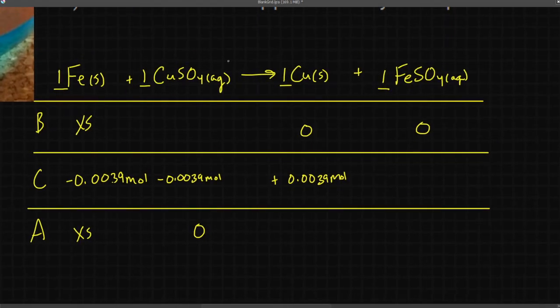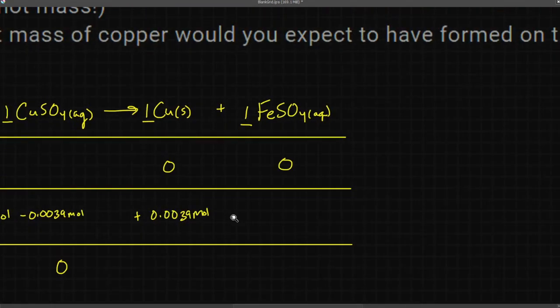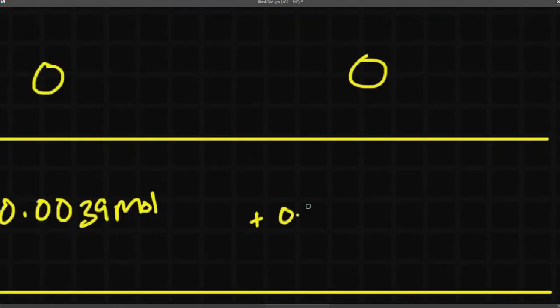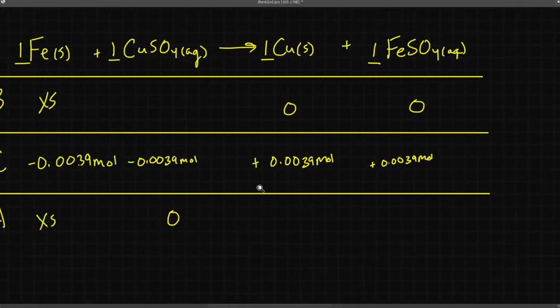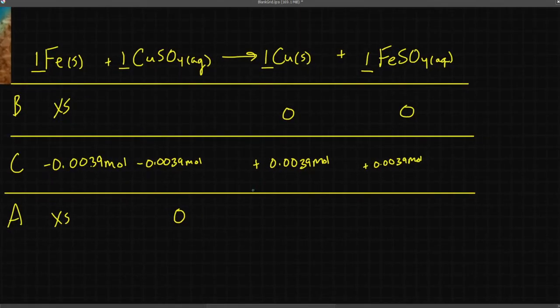Look, same thing. One iron should be able to make one iron sulfate. So 0.0039 mole iron should make 0.0039 moles iron sulfate. So we started off with no copper. We made 0.0039 moles. So what do we end up with? 0.0039 moles.